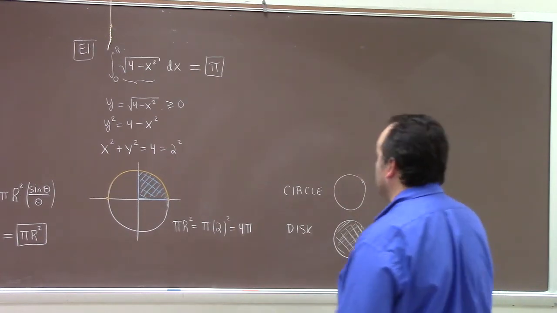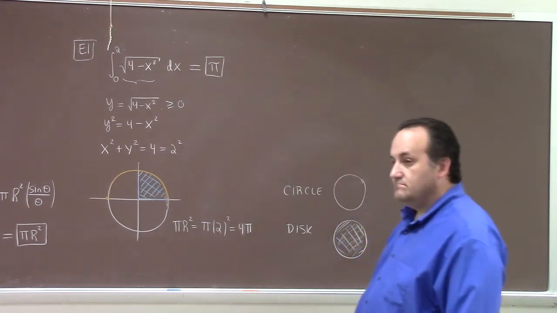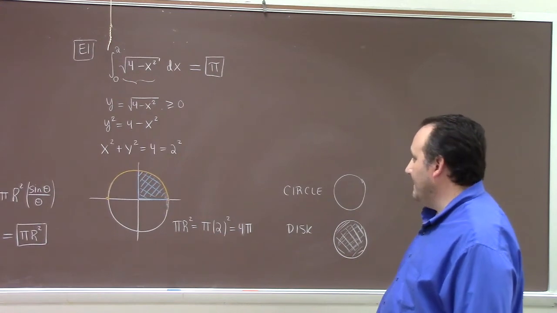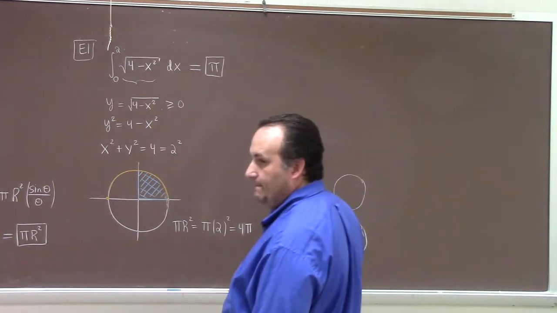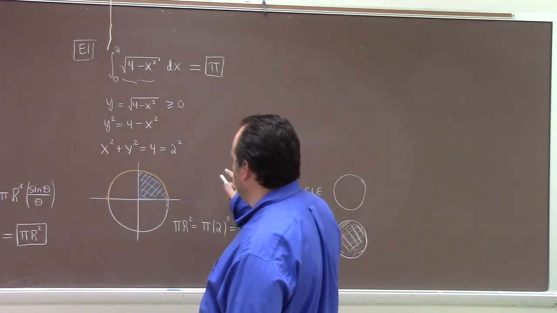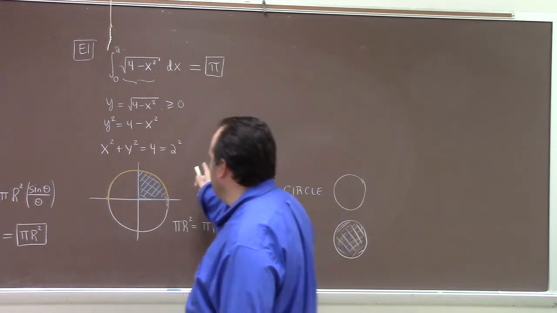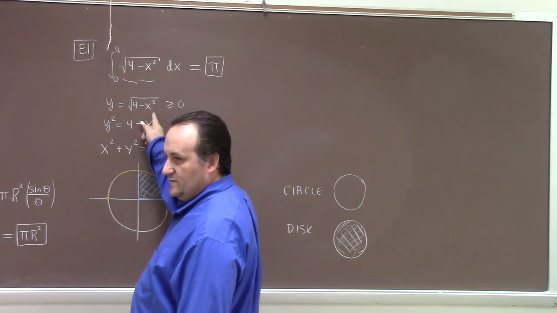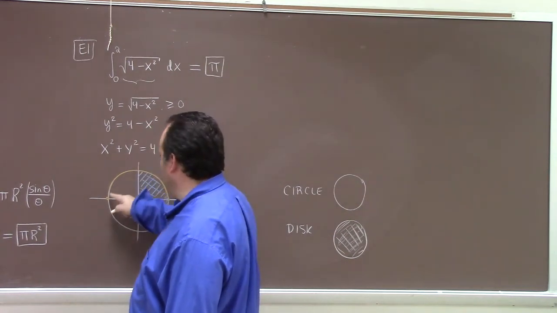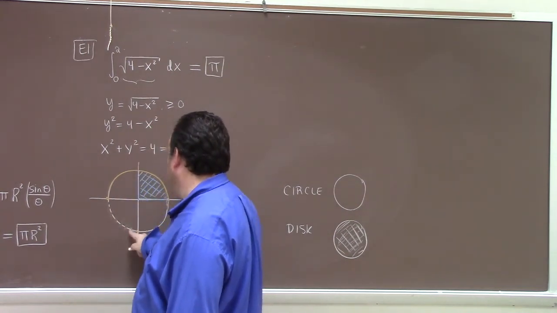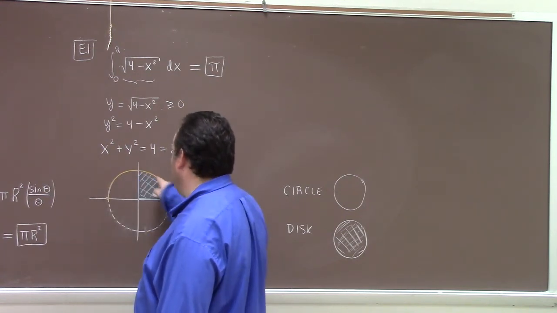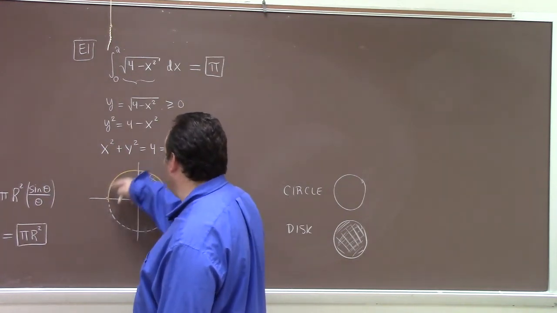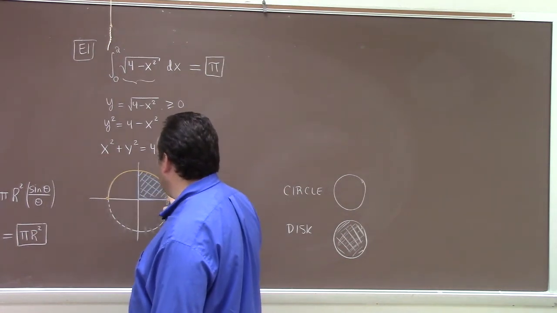Another example. Do you see that it's only that area there, the blue one? Why? Because the function which we're integrating is y equals the square root of 4 minus x squared, and the graph of that is not the whole circle, it's just this piece, right? So what's the area under that?